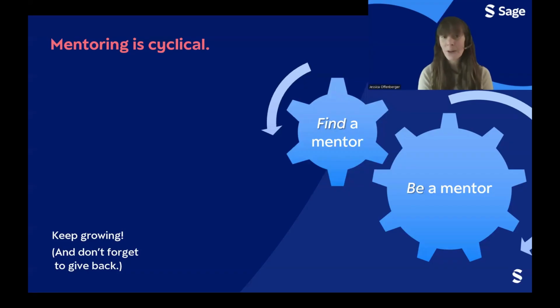Mentoring is cyclical, so you probably once started out as a mentee. Now you might be at the mentor stage, but that evolves. We can always continue to grow and learn and change. So even as you progress in your career, you can still have a mentor. There's always someone and something that we can learn from and grow and change. And we can also continue to give back and help mentor someone else. So it is cyclical. It's not just a checkbox, one and done.